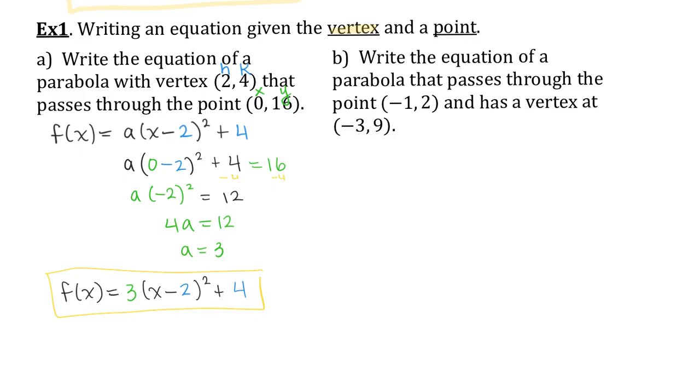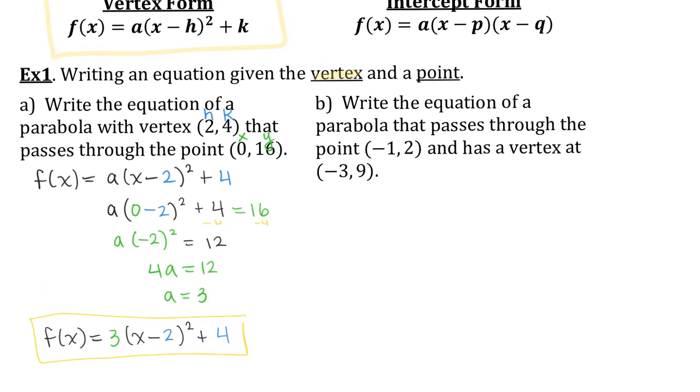Okay, write the equation of a parabola that passes through the point negative 1, 2 and has a vertex negative 3, 9. So my vertex is negative 3, 9. So I'm using vertex form. Okay, I made it f of x equals. If you'd rather make it y equals, you could do that too. Let's try it with y equals. Okay, y equals. I don't know a, so I put a there. Okay, this is going to be x minus negative 3, so x plus 3, because if the vertex is negative 3, it's plus 3, squared. K is positive 9. Okay, and that's because my vertex is left 3, up 9, left 3, up 9.